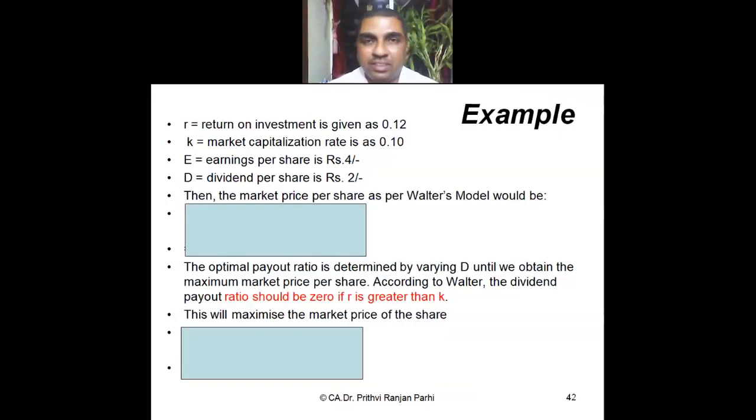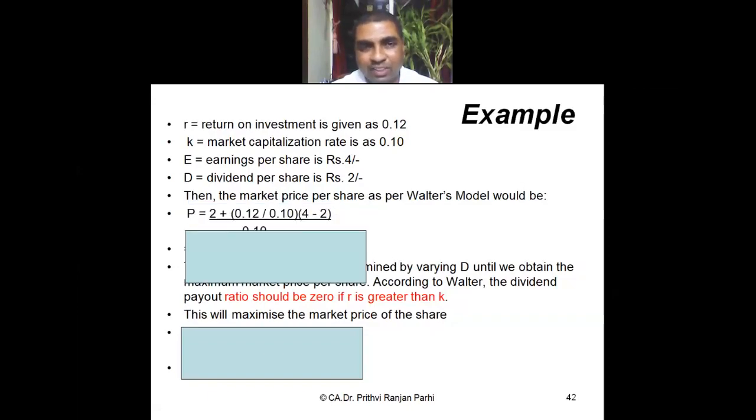Now one more example we'll see. This is in fact an example from the study material. This question says that R is 0.12, that is 12%, K is 10%. Earning per share is 4, dividend is 2. Then what is the market price using Walter model? So in a similar way, if we apply, you can easily do it. What is the price? DPS is 2.